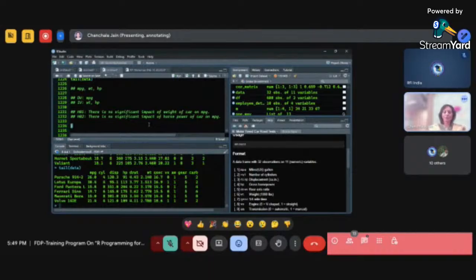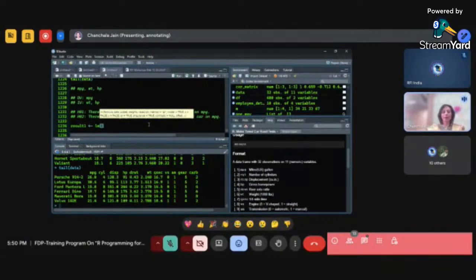So I'm writing here. Suppose I am storing my result or output in the result one object. The function which I need to use is the LM only. If you can recall, yesterday also we used the LM function. So whether you need to perform simple linear regression or multiple linear regression, in both cases we will use the LM function, right?